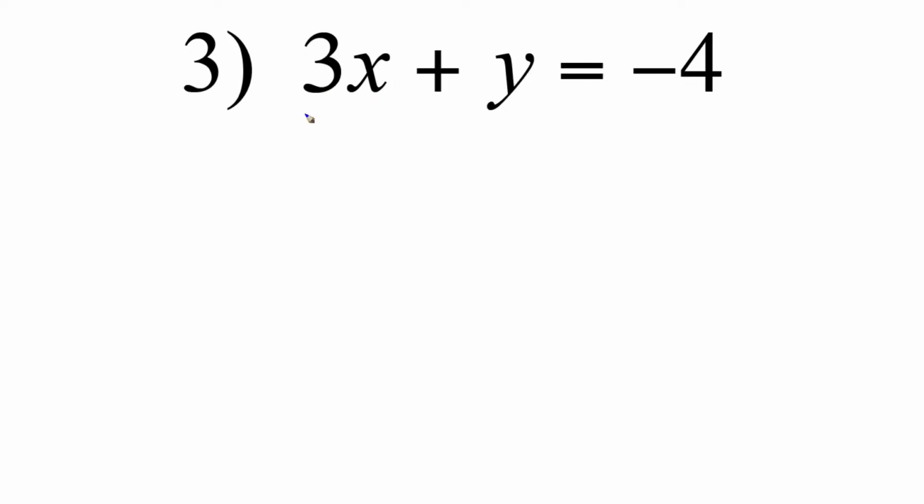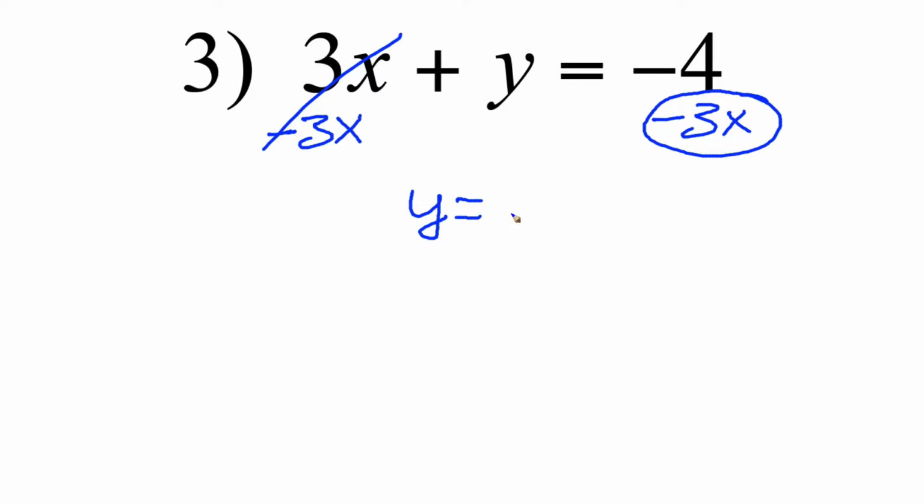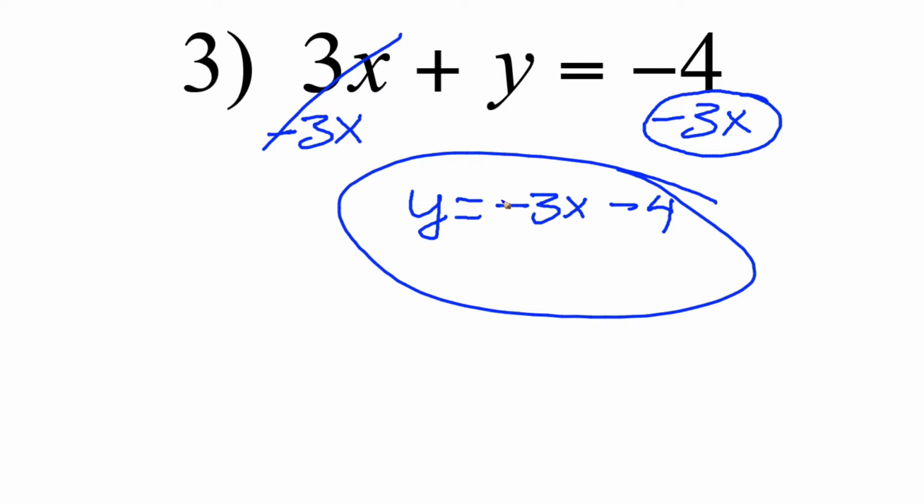Okay, next. With this one, again, we do the opposite of x. Opposite of x is always our first step. Right now that's positive 3x, so we're going to make it a negative 3x. And that leaves us with y equals, because that cancels out, and that x always comes first. Negative 3x, and then negative 4. And that's as simplified as it comes, because the y is completely by itself.